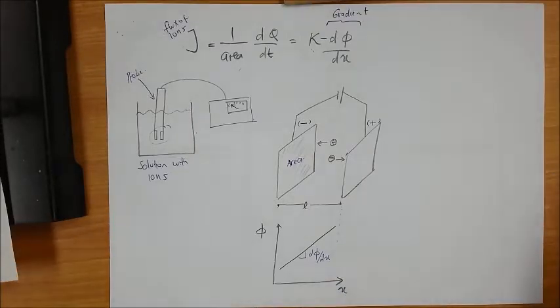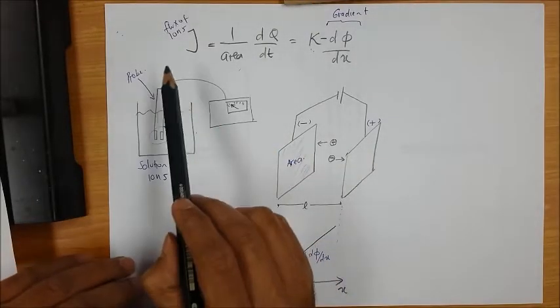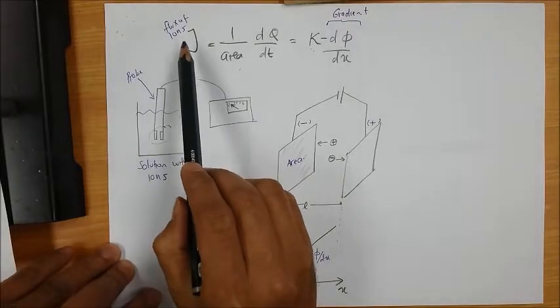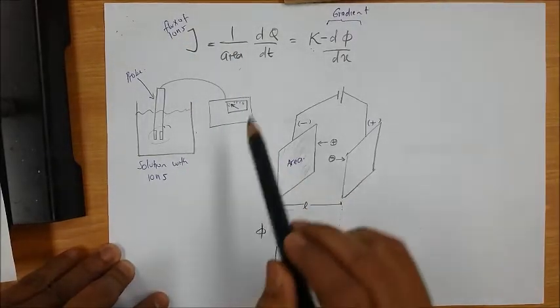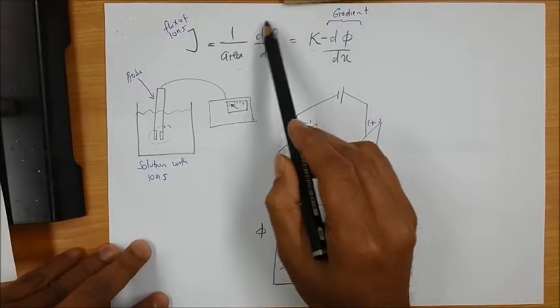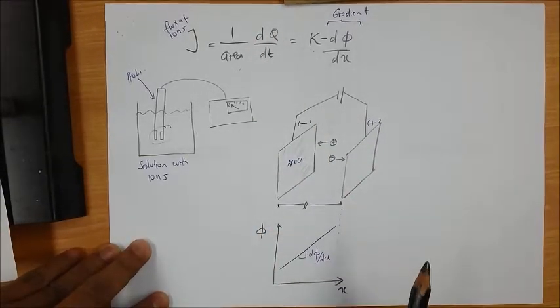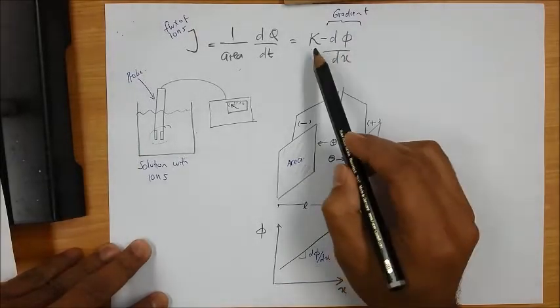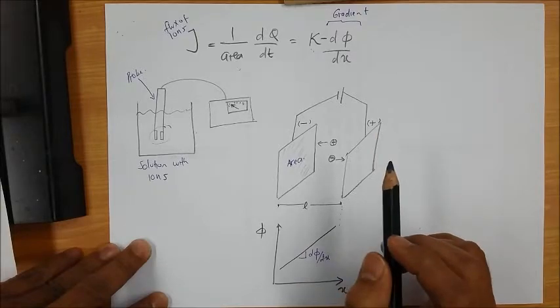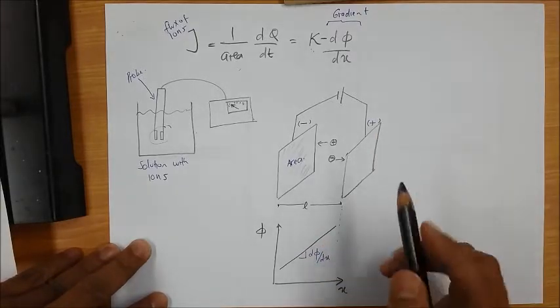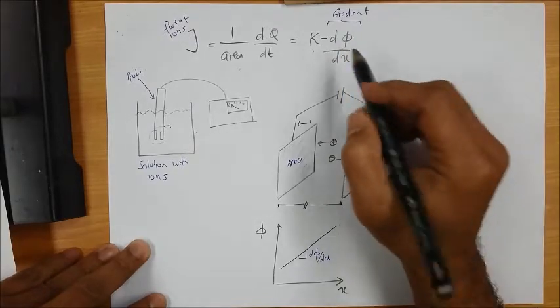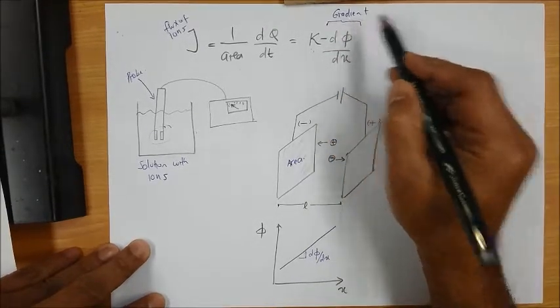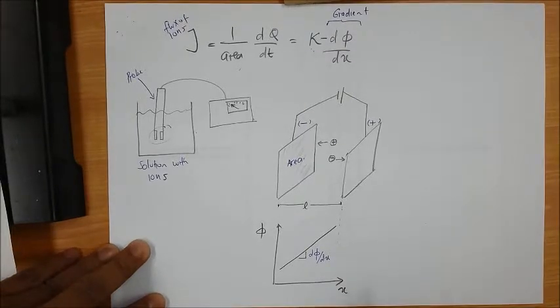Okay, so continuing our discussion, the expression for the flux of ions in a solution is J equal to 1 over area times the amount of charge flowing over time, which is equal to kappa, the number that tells you how many ions you have in the solution, times negative d psi over dx. The negative d psi over dx is the gradient of electric potential you have in the system.